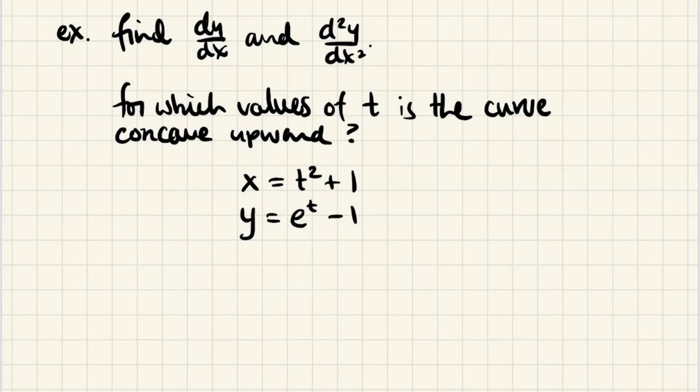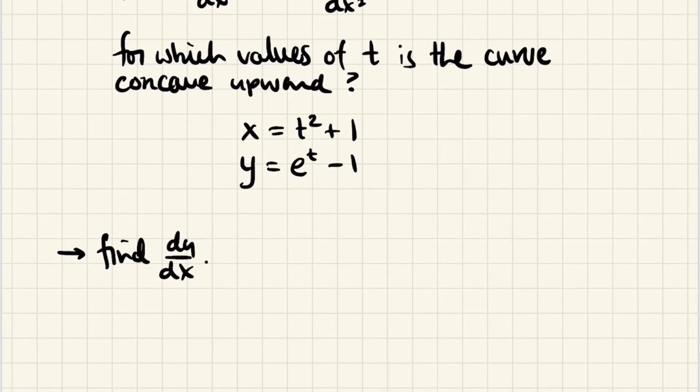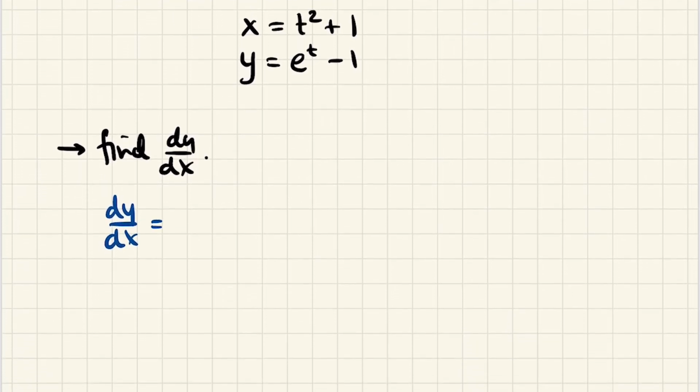Okay, so here we're going to find both the first derivative and the second derivative of y with respect to x. And we're also asked to find the x values for which the curve is concave upward. And here's the set of parametric equations. So yeah, this is the infinite nose curve, and we'll take a look at that at the end. So we'll start by finding the derivatives. Okay, well, the derivative of y with respect to x is, of course, the derivative of y with respect to t divided by the derivative of x with respect to t. So we're going to need both of those.